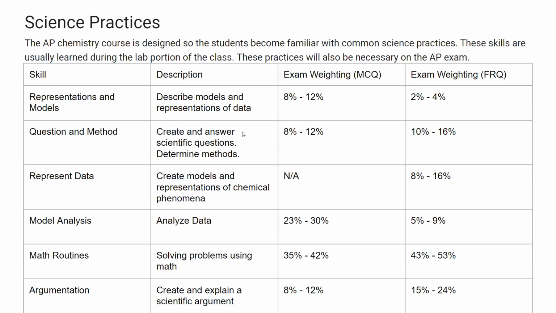Questions and methods: create and answer scientific questions and determine methods. This is also not much on the MCQ, a little bit more on the FRQ. Representing data: nothing on the MCQ, and it's a little more on the FRQ. I think math routines is the most tested on the FRQ. You'll need a lot of calculations in the FRQ. That's why they give you a calculator. For the MCQ, the calculations are generally pretty simple, and argumentation is a lot more in the FRQ than the MCQ.